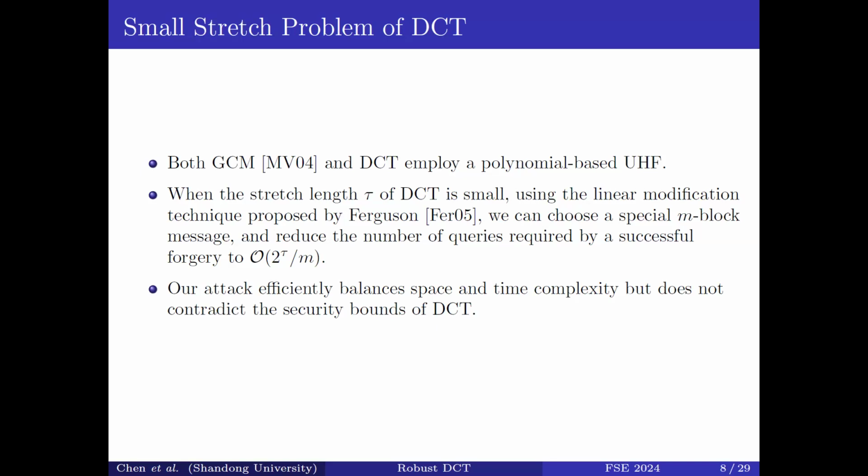So a natural and straightforward idea is, can we apply Ferguson's method to analyze the DCT scheme? And the answer is yes. When the stretch length tau of DCT is small, we can choose special message blocks and reduce the number of queries required for a successful forgery to this bound. And our attack can efficiently balance the space and time complexity.